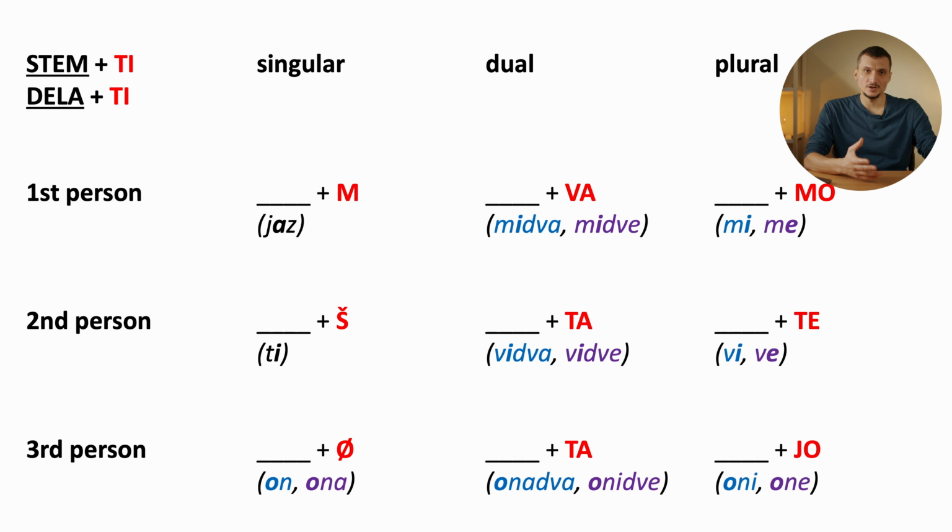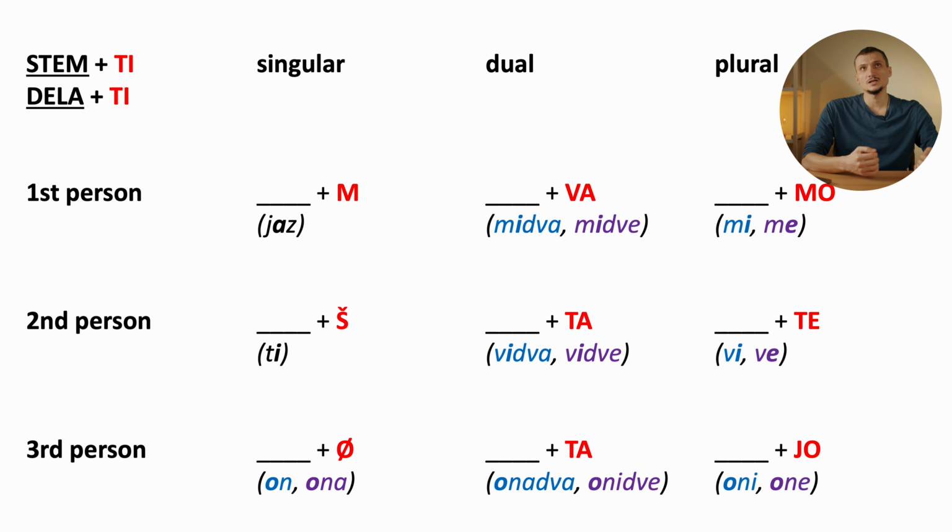So maybe you can pause the video and just say this out loud a few times, even though it's pretty weird. So you can say m, sh, nothing, va, ta, ta, mo, te, jo. Now, this is how we conjugate regular verbs. Next time, we'll have a look at how to conjugate irregular verbs. Regular means that nothing weird happens along the way, and irregular means that something unpredictable happens that we have to learn by heart.